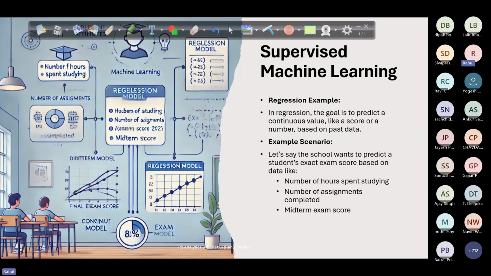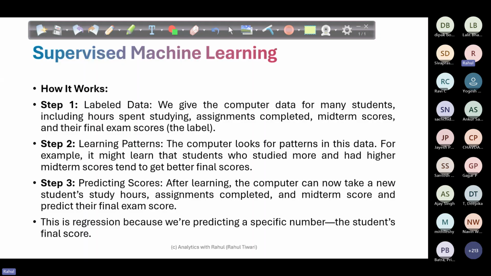Example scenario: let's say the school wants to predict a student's exact exam score based on data like the number of hours spent studying, number of assignments completed, and midterm exam score. So based on that, I want to predict how many marks the learner will get in the exam. Again, this is labeled data. We give the computer data for many students, including hours spent studying, assignments completed, midterm scores, and their final exam score. That is the label.